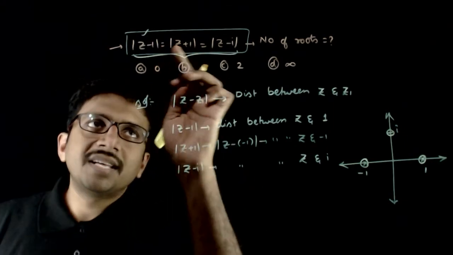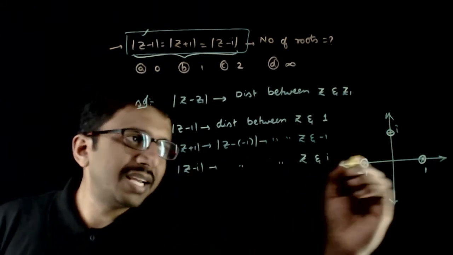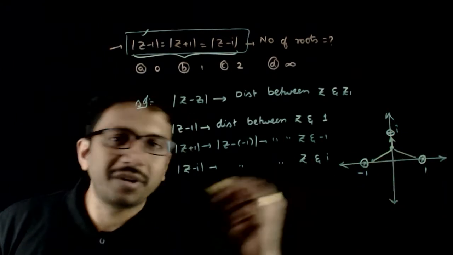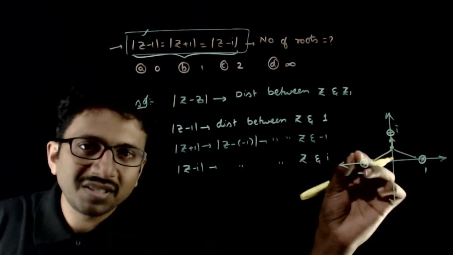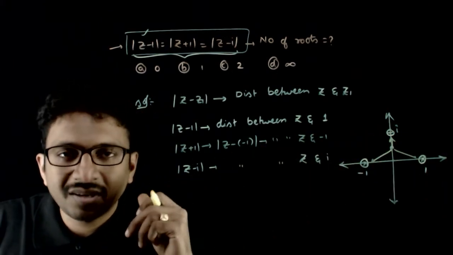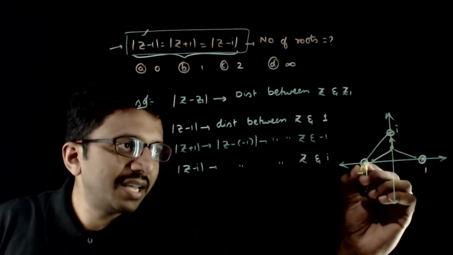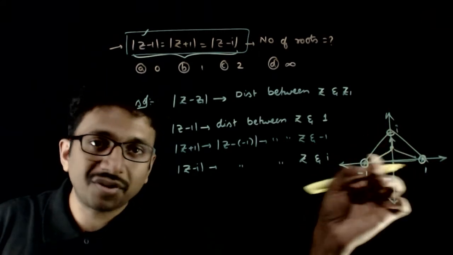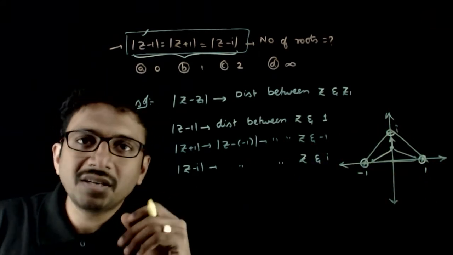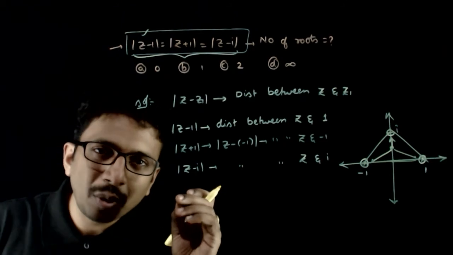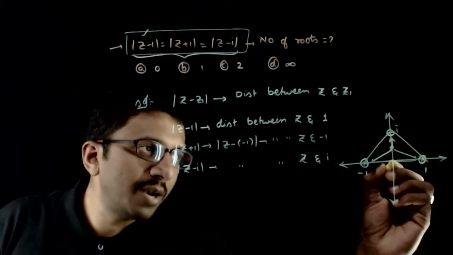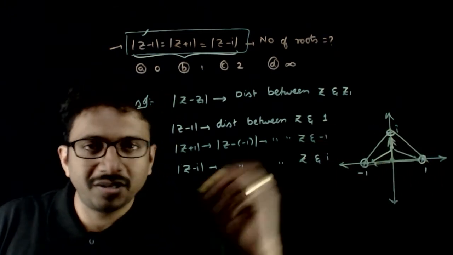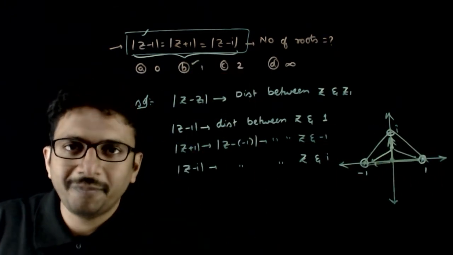Because the distances are equal, that means my complex number z should be equidistant from this point, this point and this point. So my complex number z has to be equidistant from these 3 points. That means my complex number z has to be the circumcenter of this triangle. So how many circumcenters will there be for a given triangle? There will be only one circumcenter. So there will be only one point which is equidistant from all the 3 points. So the answer is option B. Thank you.